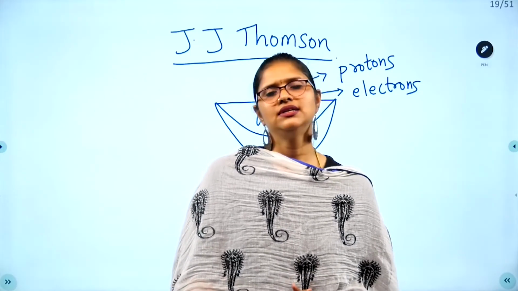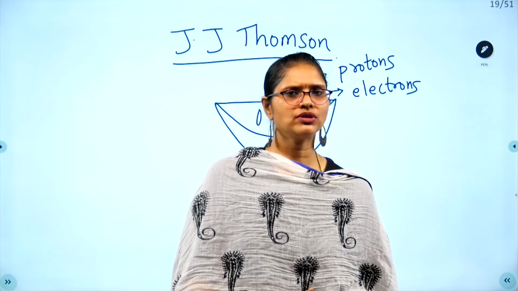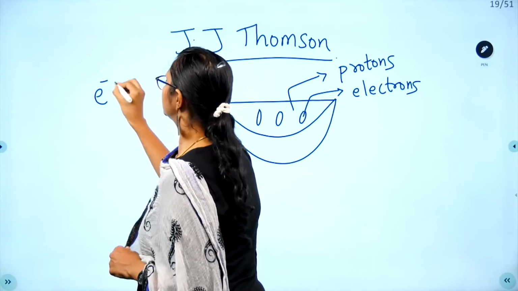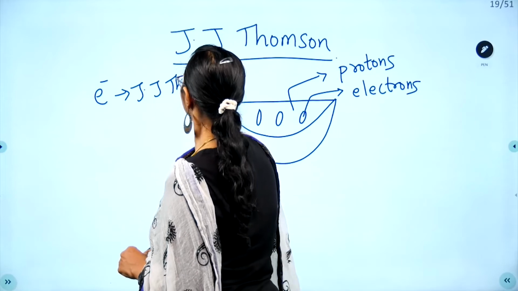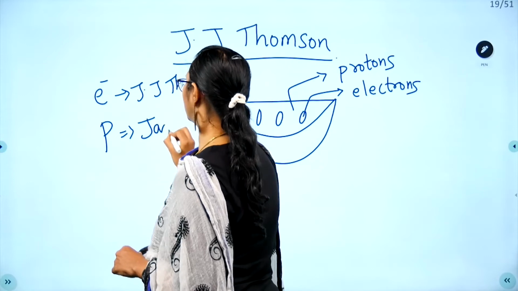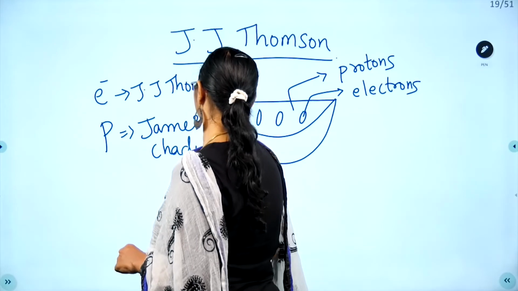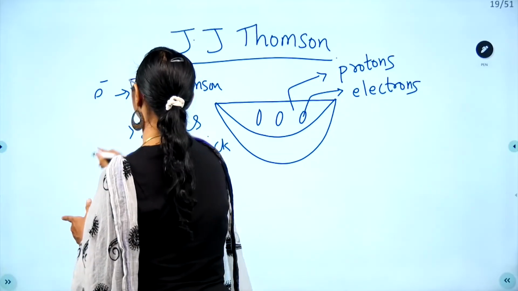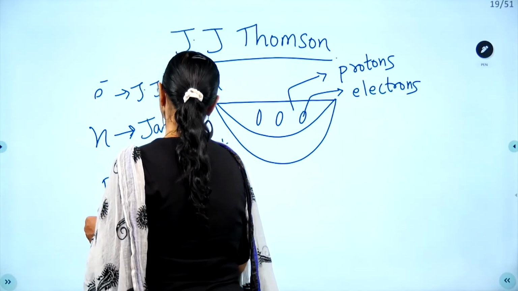Now what we are going to see is who found electrons, who found protons and who found neutrons. Then we will finish this video. The electron was found by J.J. Thomson. Neutrons were found by James Chadwick. Not the protons, neutrons. And protons were found by Goldstein.